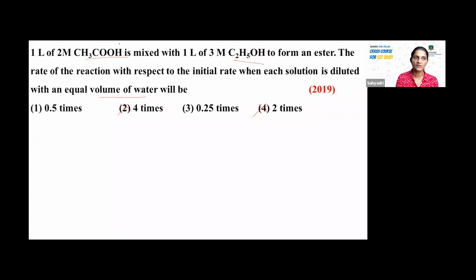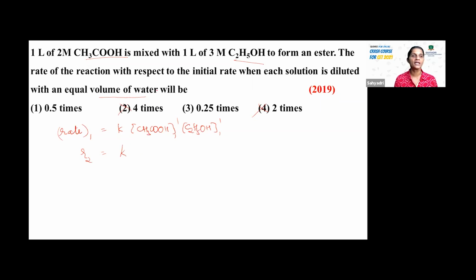It is first order with respect to acetic acid, first order with respect to ethyl alcohol. But remember, hydrolysis of ester is a pseudo first order reaction, but here it depends on the concentration of both. Rate 1, I will write R1, is equal to K into concentration of acetic acid raised to the power 1 into concentration of ethyl alcohol raised to the power 1. This is the initial concentration. Now, rate 2 is equal to K, which doesn't change. K depends only on the temperature, so it doesn't change with the concentrations.